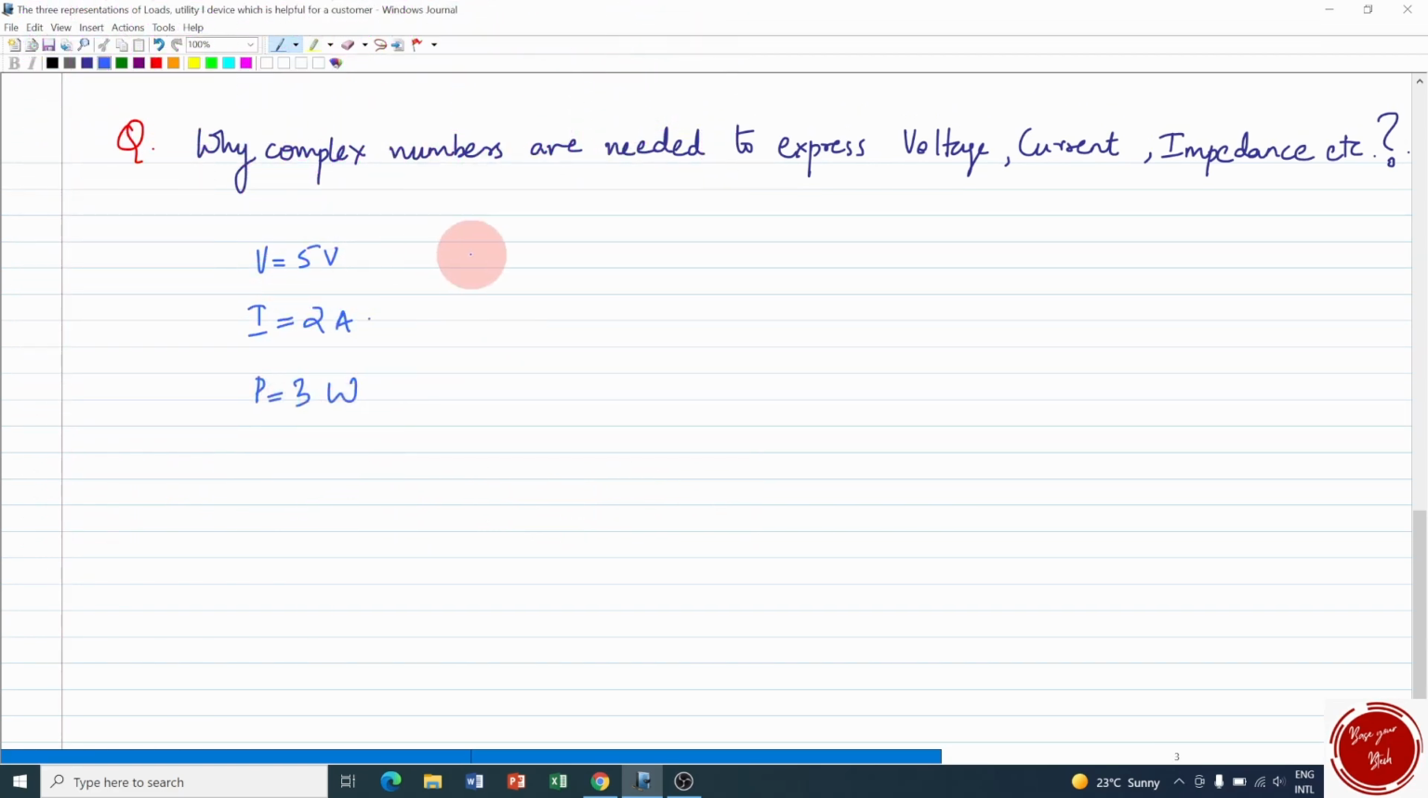But when you get into higher grades, the voltage representation would be like 5 angle 30 degree, or voltage is equal to 2 plus 3j, or current is equal to 9 angle 70 degree, etc. Such representations will be very new to you, and most students get confused and have less clarity in understanding them. And why do voltage and current need such representation?